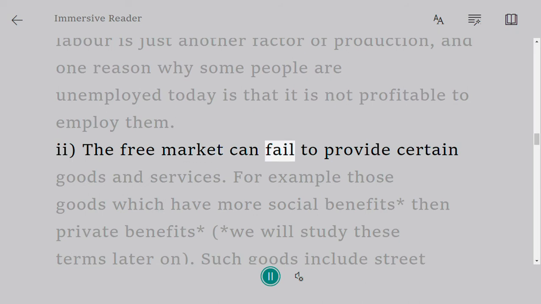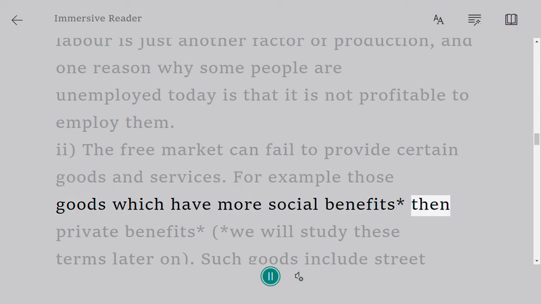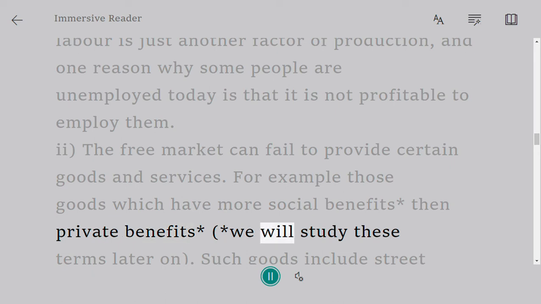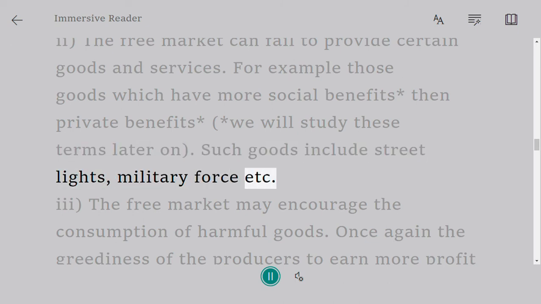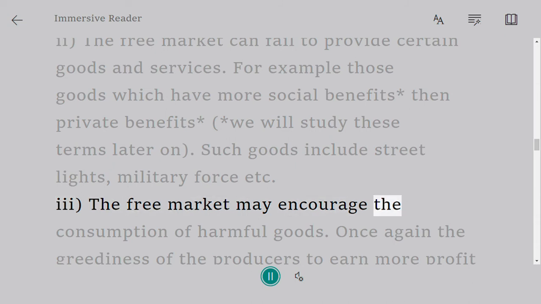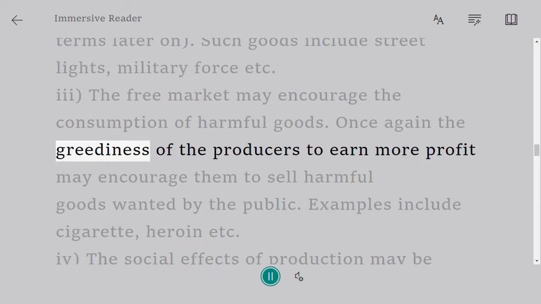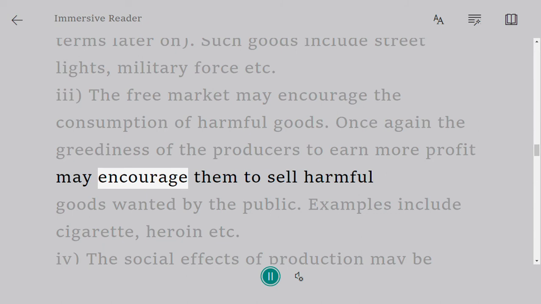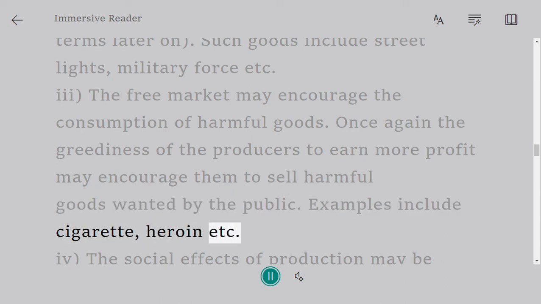2. The free market can fail to provide certain goods and services. For example, those goods which have more social benefits than private benefits; we will study these terms later on. Such goods include streetlights, military force, etc. 3. The free market may encourage the consumption of harmful goods. Once again, the greediness of the producers to earn more profit may encourage them to sell harmful goods wanted by the public. Examples include cigarettes, heroin, etc.